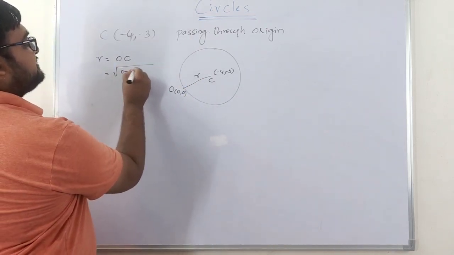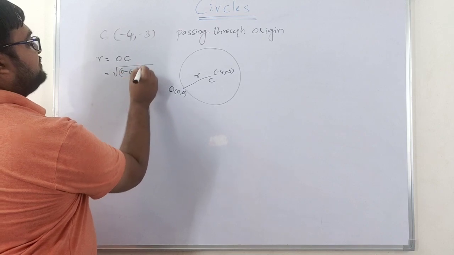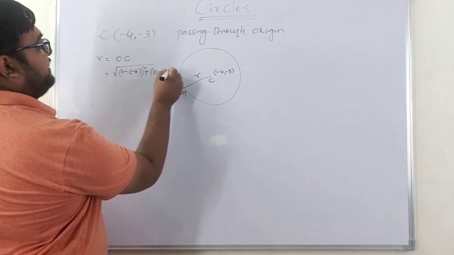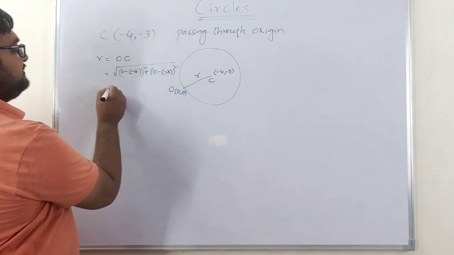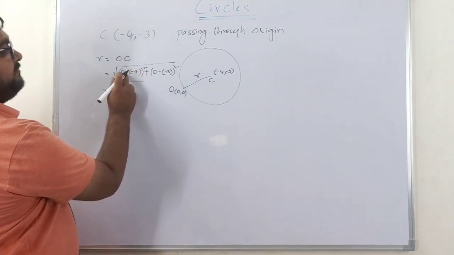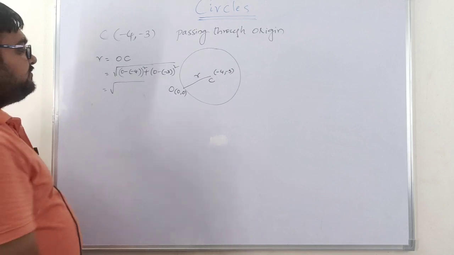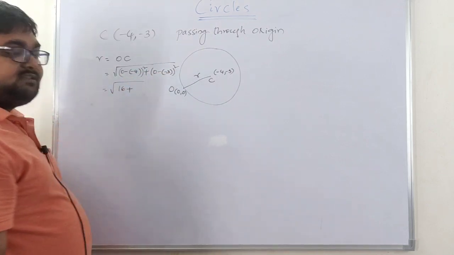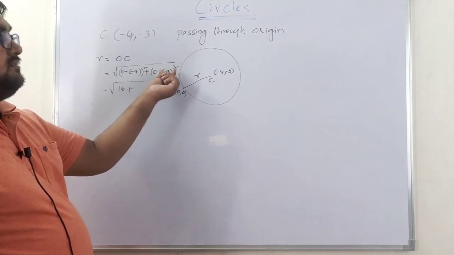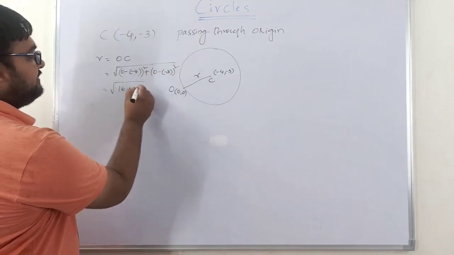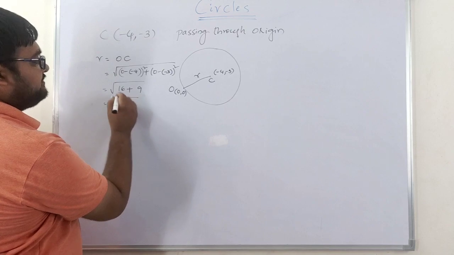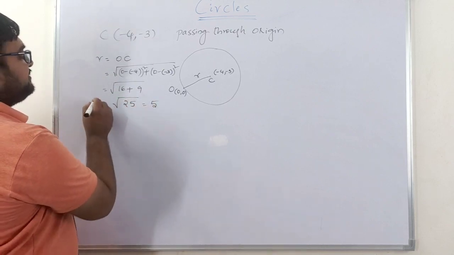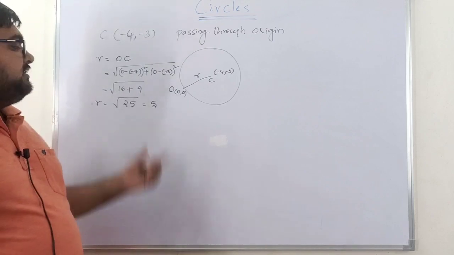So (0 − (−4))² + (0 − (−3))². Then what am I going to get? Minus of minus is plus, so 0 plus 4 is 4, and 4 squared is 16. Plus, minus of minus 3 is plus 3, so 0 plus 3, 3 squared is 9. From this, what do I get? 16 plus 9 is 25, which is nothing but 5. So I got the radius as 5.